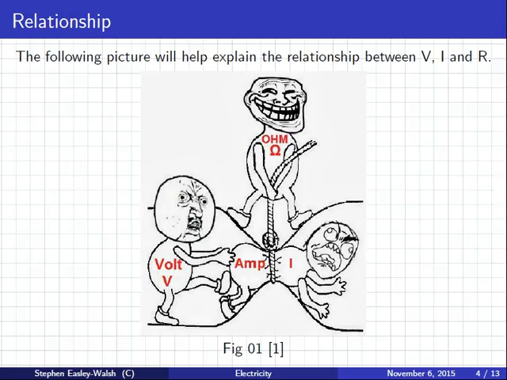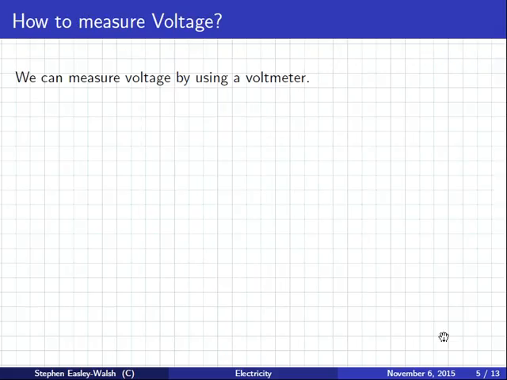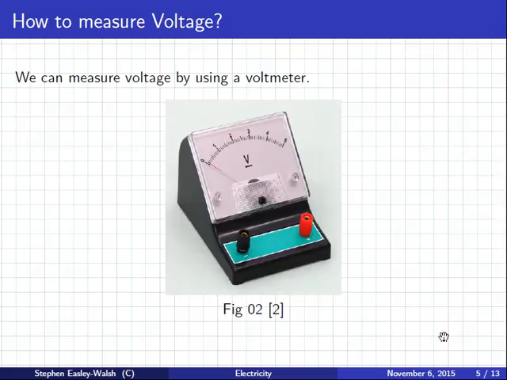But we would prefer a formula. Before the formula, we should talk about how to measure it. So how can we measure voltage? We can measure voltage using a voltmeter. Here's a picture of one. You've probably seen them before. I think this is common equipment in any physics lab. So can you write down its name? It's called a voltmeter. It measures voltage.